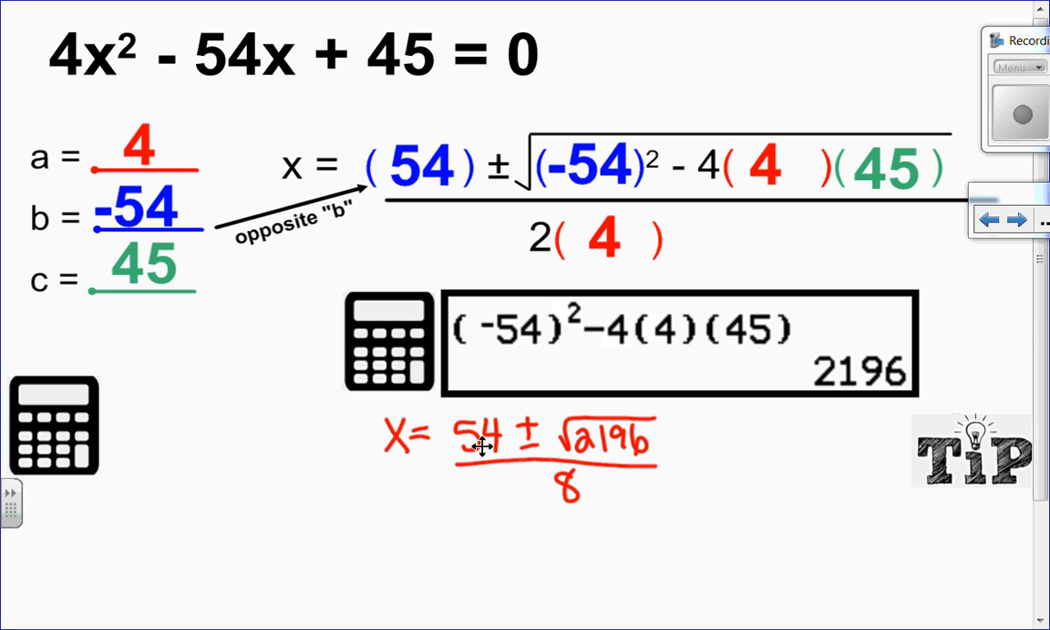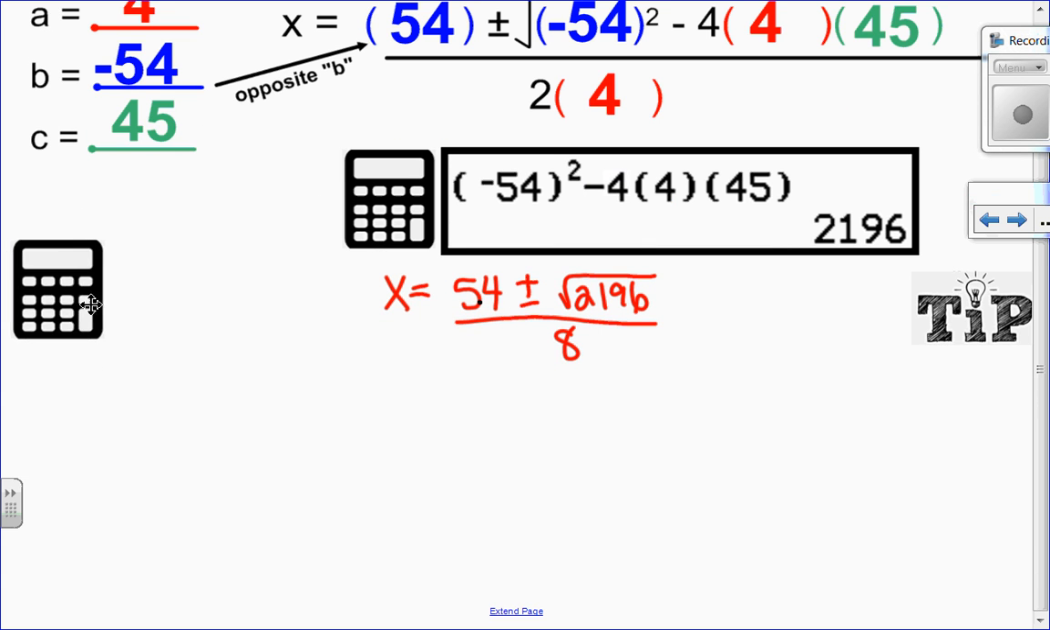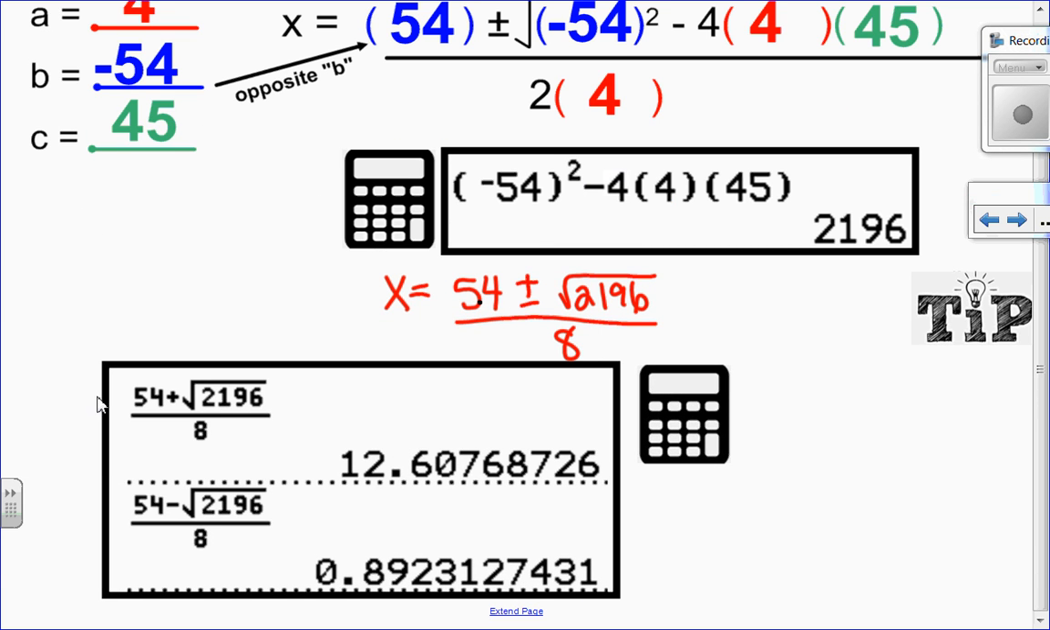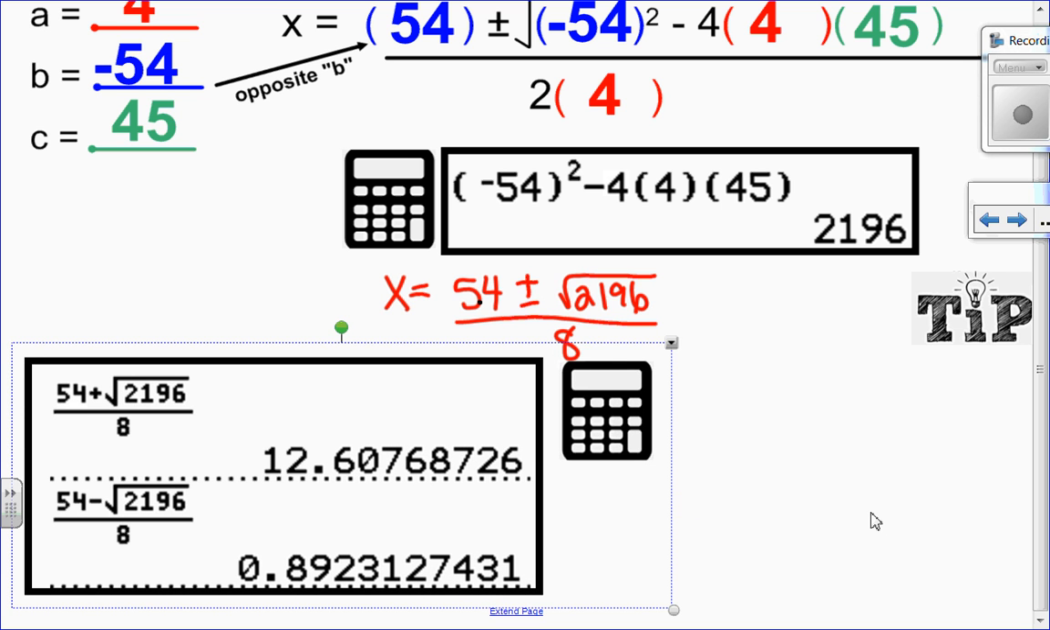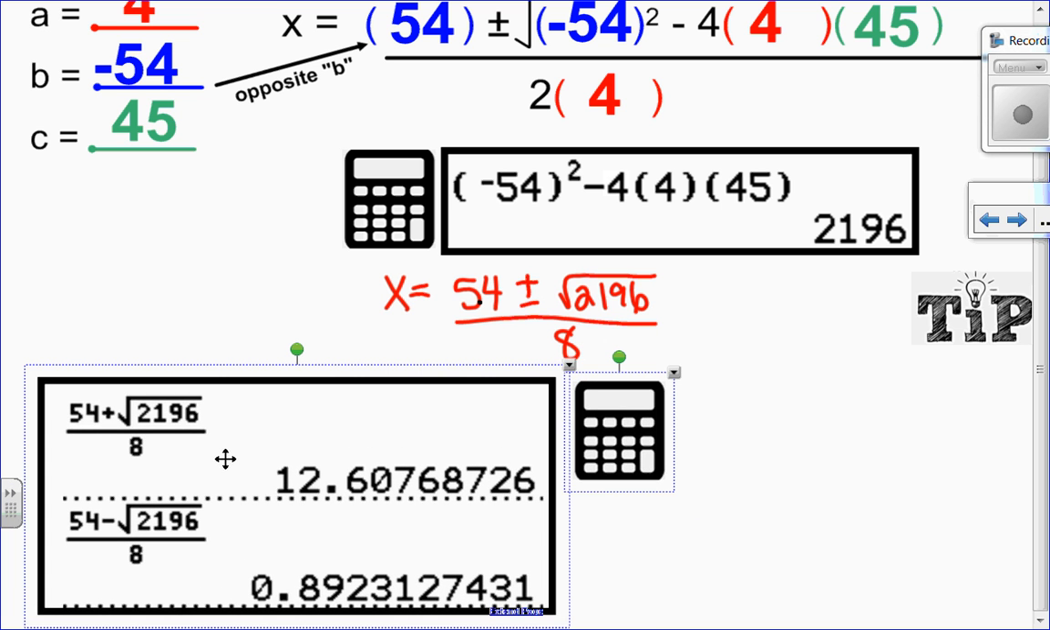Now, because this is a word problem, I don't need to simplify this any further. I just actually want a decimal value. So I'm going to plug this into my calculator to figure out what that is. So you can see here I've done 54 plus the root of 2,196 over 8 and 54 minus the root of 2,196 over 8. And I get 2 possible answers. So this means the width of the mat could be approximately 12.6 meters or approximately 0.9 meters. So you have to decide which one, if any, of those are a good solution.